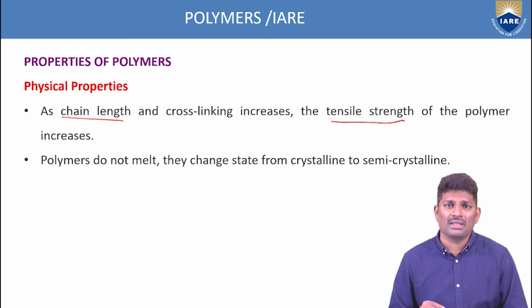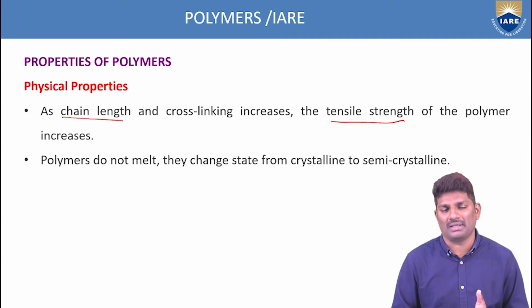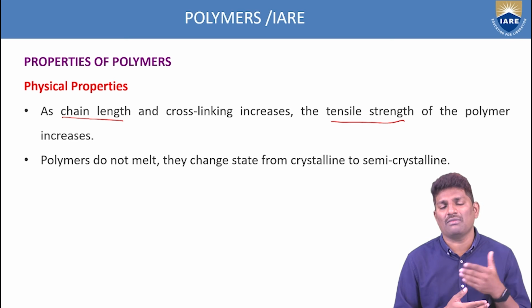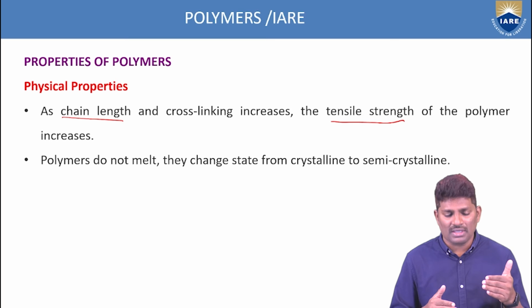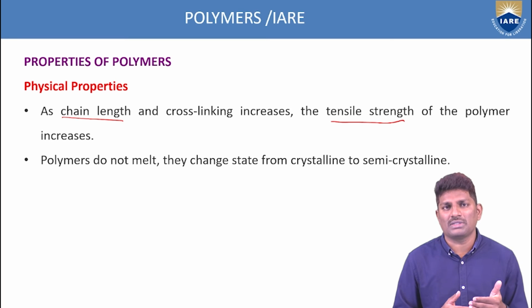What is happening here? The polymer does not melt. Though you are heating to its recrystallization temperature, it does not melt. What is it trying to do? They will change from crystalline to semi-crystalline state. So if you heat the plastic water bottle, what is happening? It does not melt. It is changing from one phase to another phase, the crystalline to semi-crystalline state. So like that, it is one of the unique properties in the case of polymers.